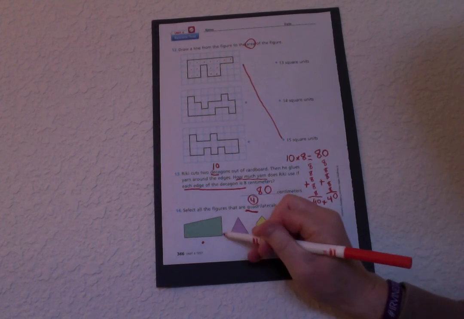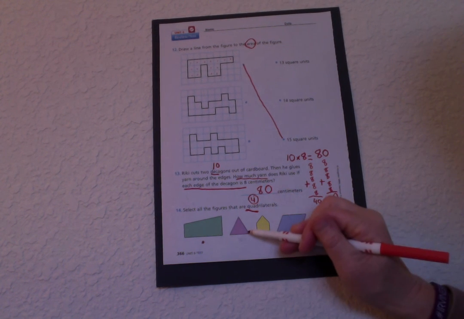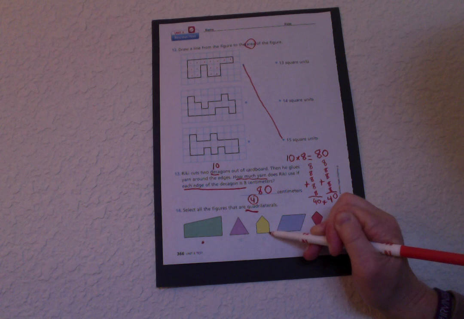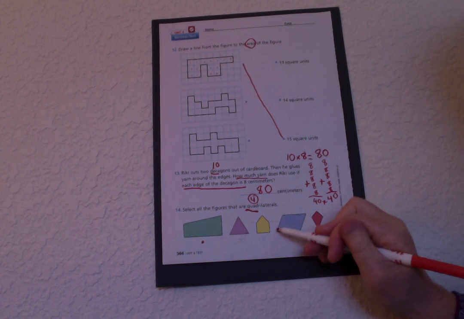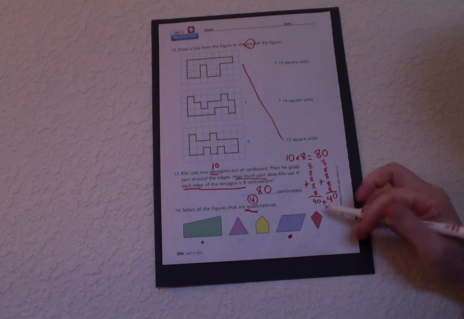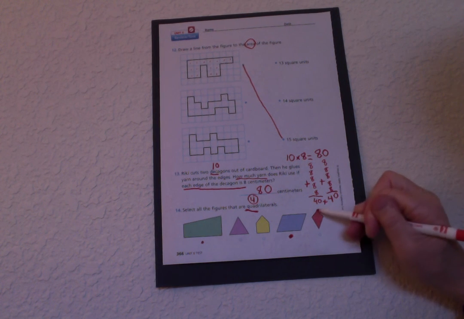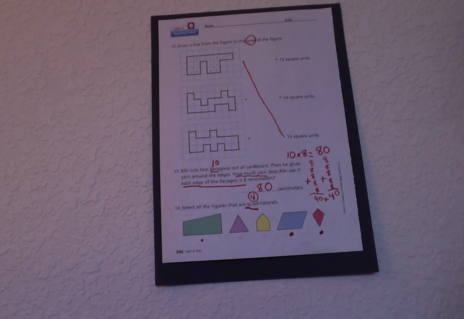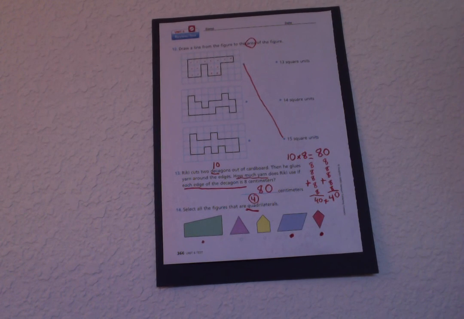1, 2, 3, 4. Only 3. 1, 2, 3, 4, 5. Too many. 1, 2, 3, 4. Quadrilateral. 1, 2, 3, 4. And another quadrilateral. There are 3 quadrilaterals for you to select.